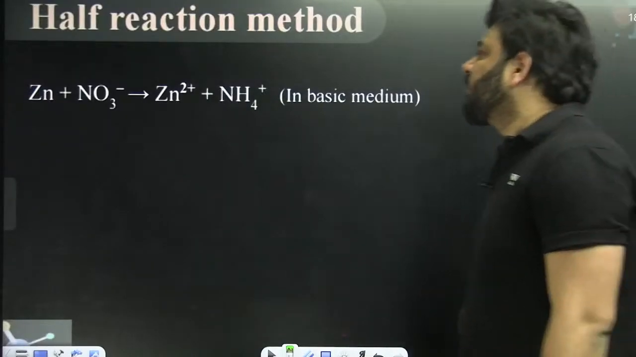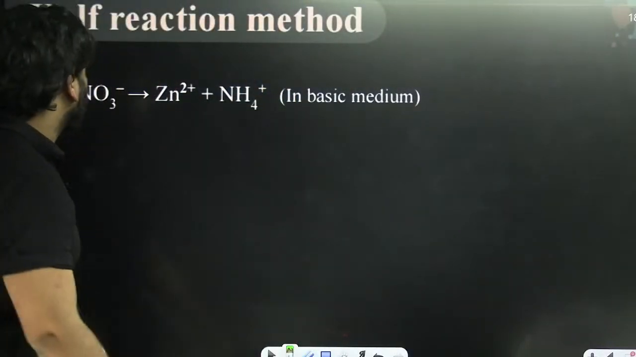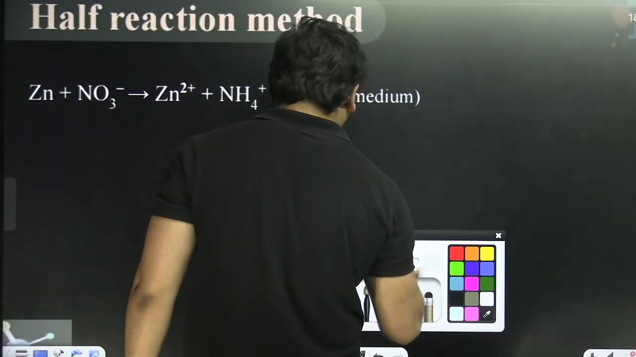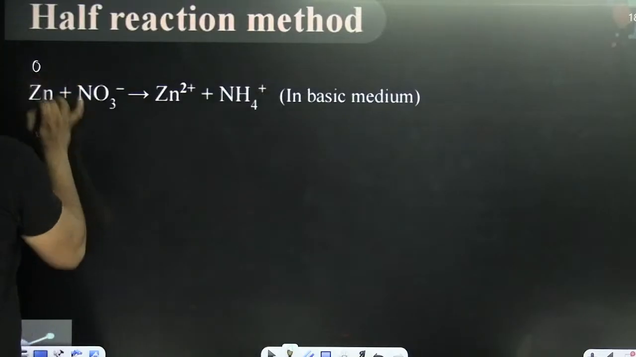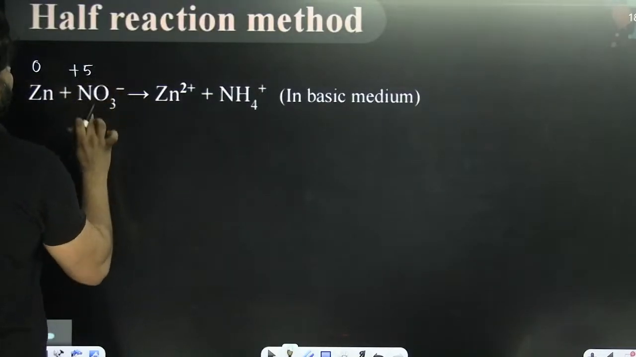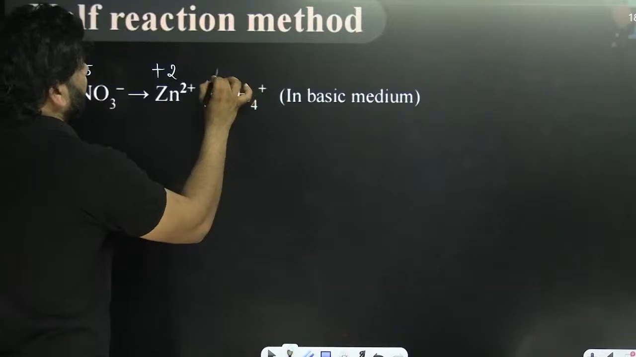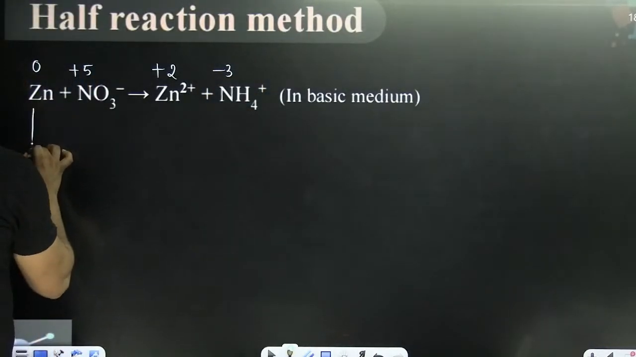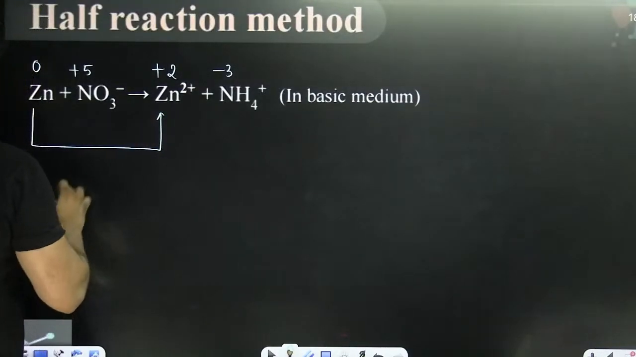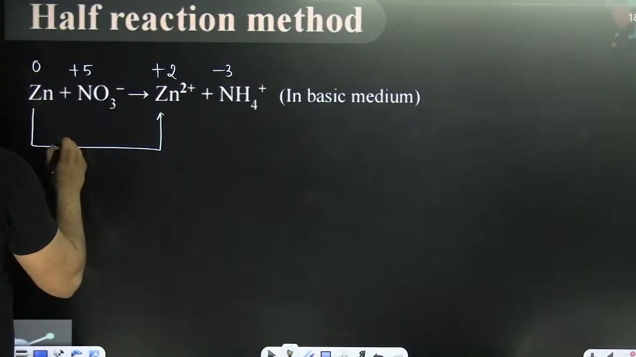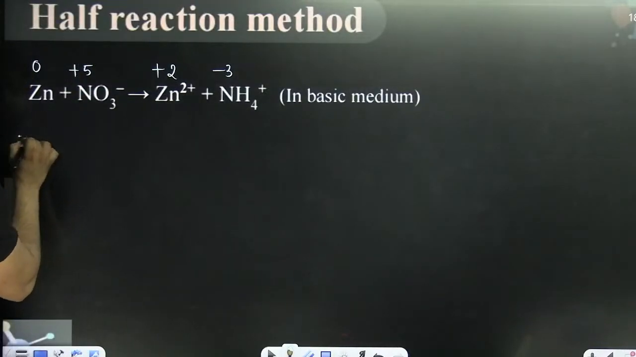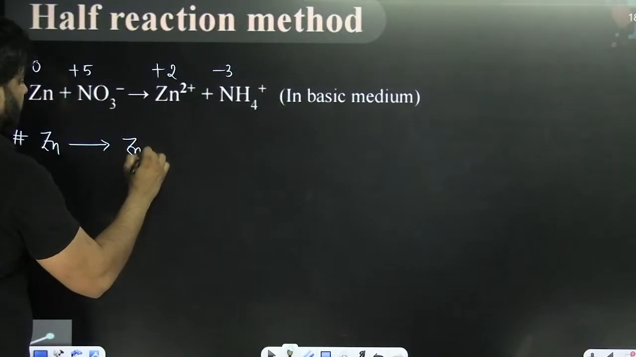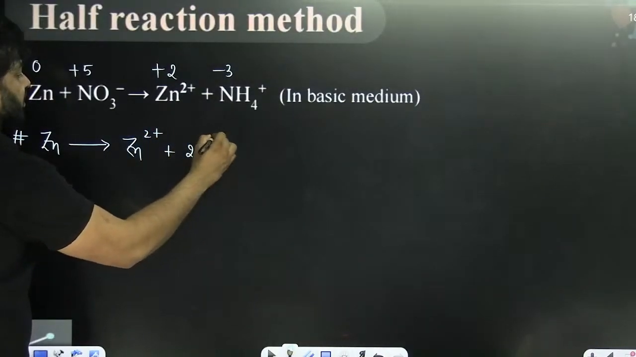Now take one more example. In basic condition, we have to balance this reaction. So what we are going to do is first assign the oxidation states. 0 oxidation state, positive 5 oxidation state in nitrate, positive 2 oxidation state in zinc, minus 3 oxidation state in ammonium, that is it. So what you see is that zinc is going from zinc to positive 2. Now just split them. Zinc on losing 2 electrons gives Zn2+ and 2 electrons, and this reaction is called what?